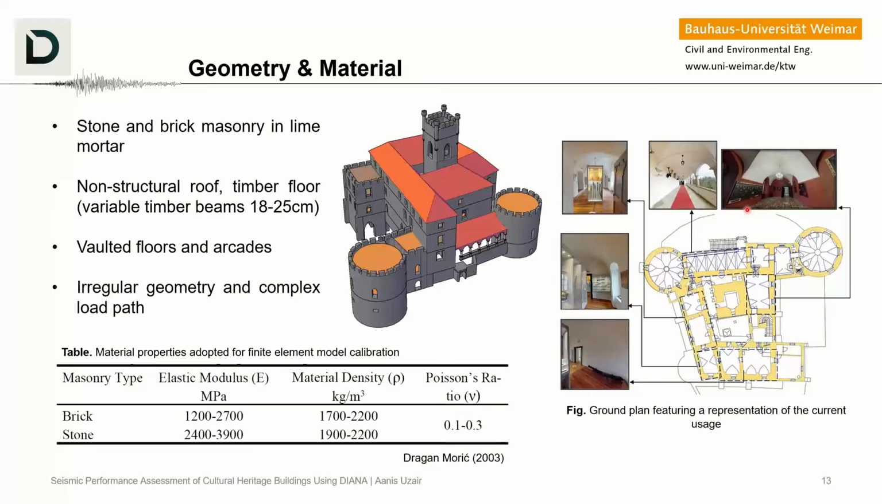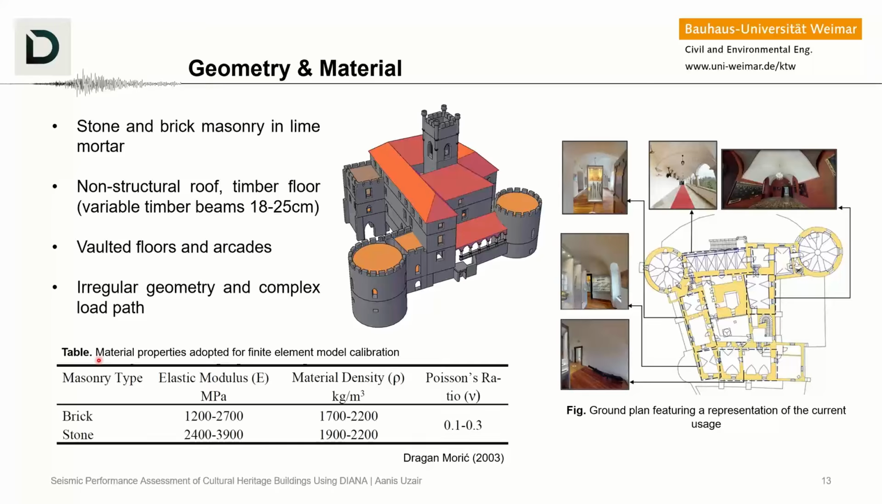Now, in this case, the structure is again stone and brick masonry in lime mortar. The non-structural roof and timber floor have variable beam depths of between 18 and 25 centimeters. We again have a vaulted system in the floor. This is the external vault that you will see later in the structural model on this side between the two artillery towers. The geometry is very irregular, and the load path is very complex because the base of the structure is not located on a single elevation level.